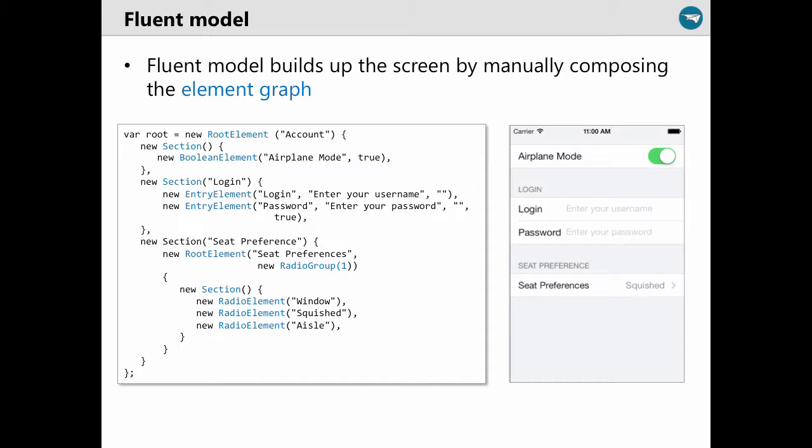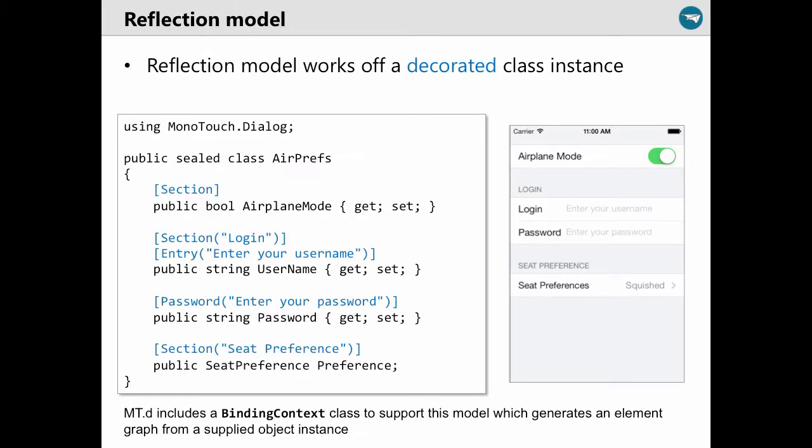The third section has a header of seat preference, and then it has a new root element in it where it's creating a radio group. Now, remember I said that root elements create table views. And so in this case, when I have a root element inside of a section, that will actually be a navigation view where when I tap on that item, it would present a new table view, allowing me to select from one of 3 choices. In this case here, window, squished, or aisle to represent my seat preference that I'd like to have. This is the Fluent API where I'm essentially composing a series of objects and then linking them together in order to present my UI. The second model is the reflection model.